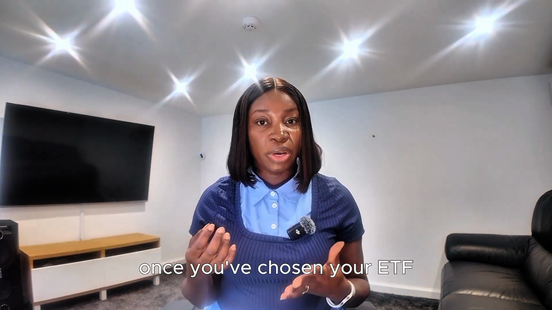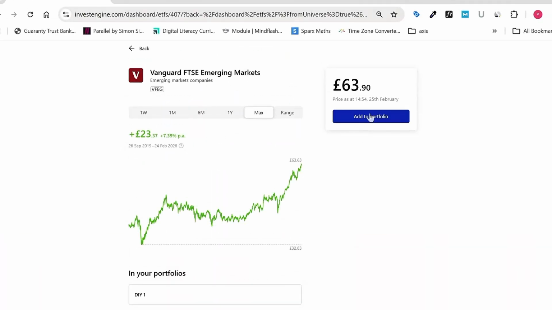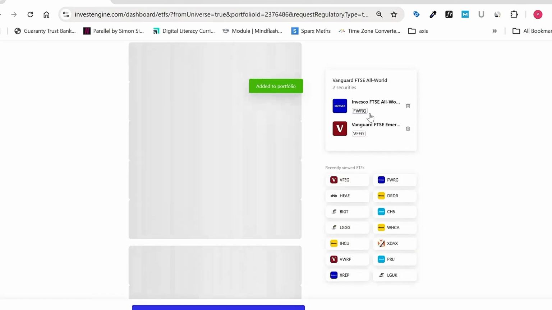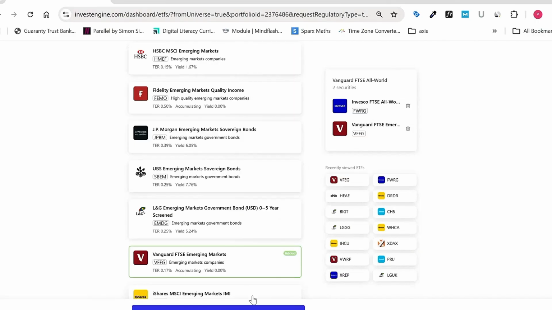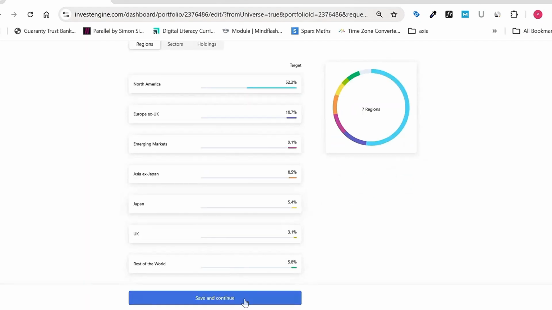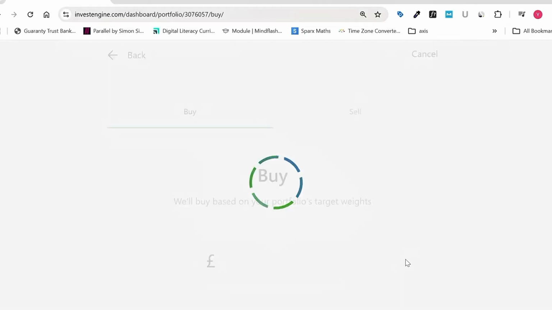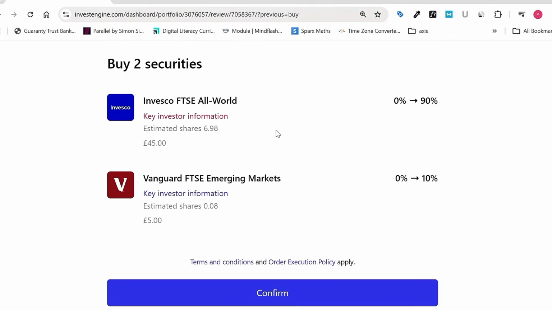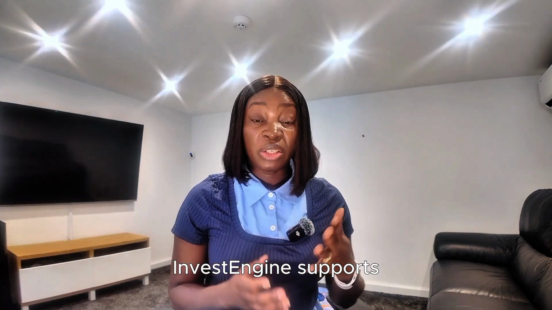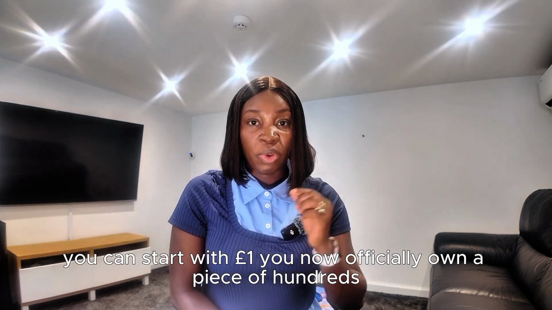Once you've chosen your ETF, the process is straightforward. Click Add to Portfolio. Set your portfolio allocation percentage, for example, 100% for a single fund strategy. Click Review and Continue, then Save and Continue. Click Invest and enter your amount. Review and confirm. InvestEngine supports fractional investing. You don't need to buy whole shares. You can start with £1.